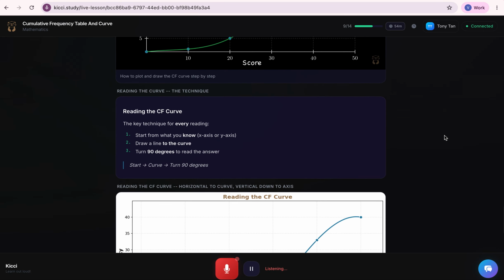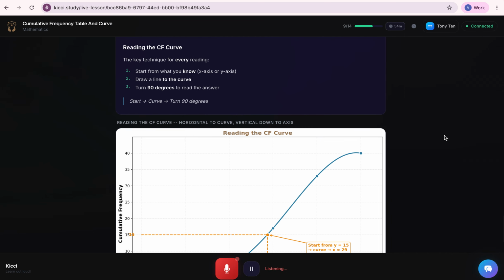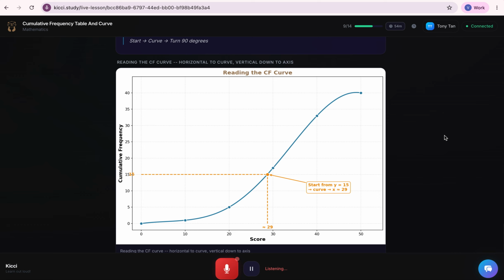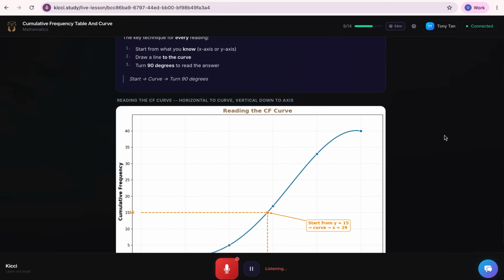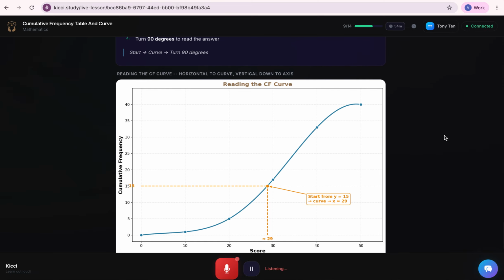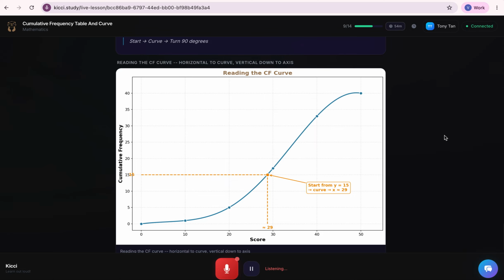Perfect. Now you're seeing the main technique for reading the curve, which is super important. Basically, whatever you want to find out, you always start from what you know, whether that's on the x-axis or the y-axis. Then you draw a line straight to the curve, and once you hit it, you turn 90 degrees to read the answer on the other axis. Start, curve, turn. It's as simple as that. Do you get the general idea? Yeah. Can you show an example using this graph?